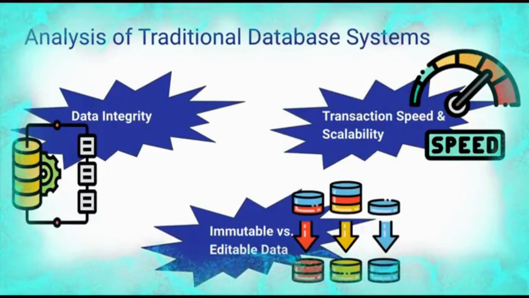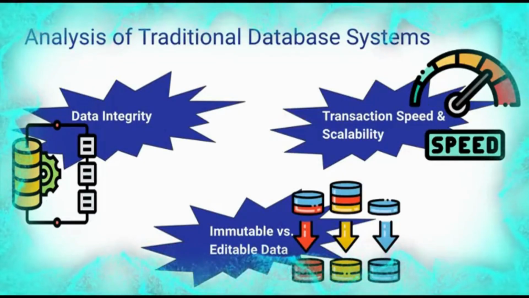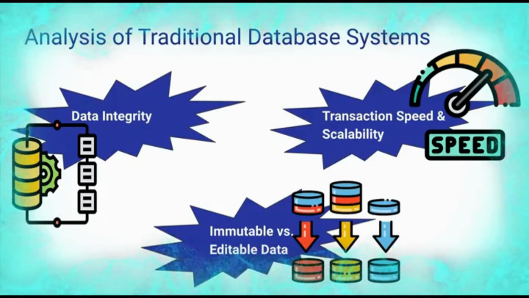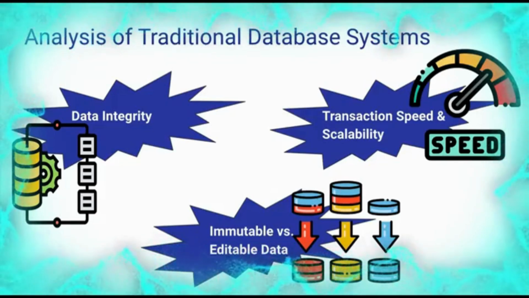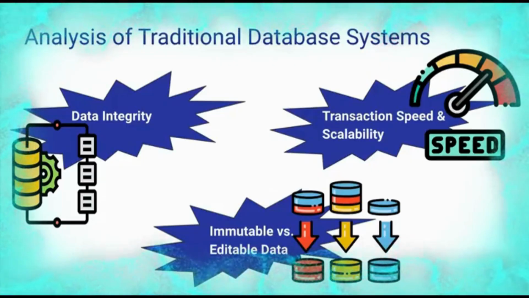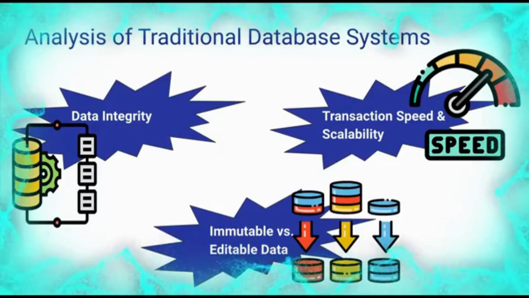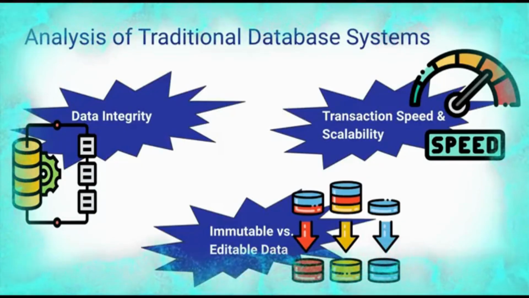Data integrity. Traditional databases can be susceptible to data manipulation, while blockchains provide strong data integrity due to cryptographic hashing and various mechanisms. Transaction speed and scalability. Traditional databases often offer higher transaction speeds and scalability compared to blockchains, which can face limitations due to consensus mechanisms.